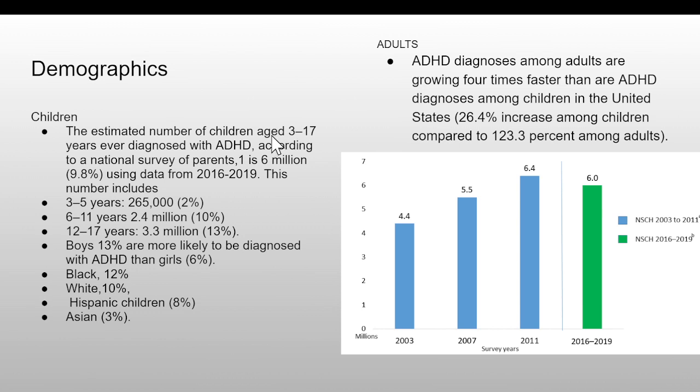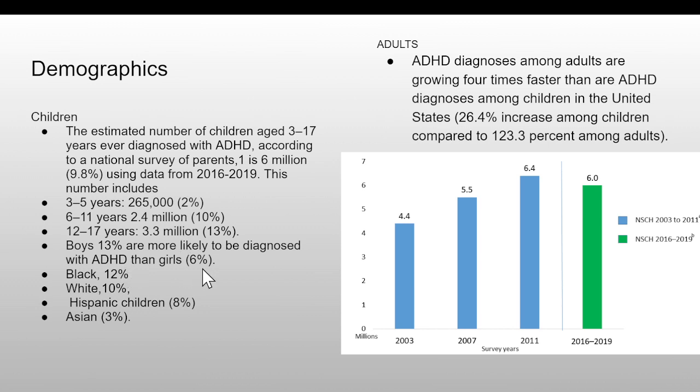ADHD significantly affects children more than it does adults. However, as I said earlier, that is starting to change as better diagnostic techniques for adults are starting to be developed. The estimated number of children from the ages of 3 to 17 that have been diagnosed with ADHD is 6 million, which is about 9.8% of the population. As you can see, about 2% of those diagnosed are 3 to 5, 6 to 11, about 10%, and 12 to 17 is probably the time period in which most children end up getting diagnosed.